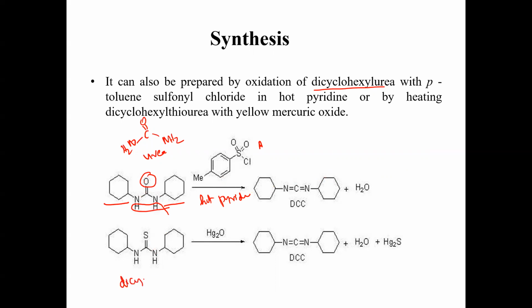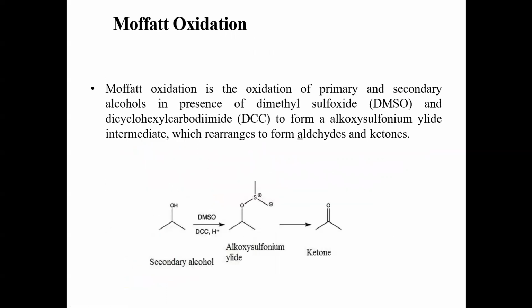It is called dicyclohexyl thiourea. This compound is treated with Hg2O. Hg2O is mercurous oxide. Here, these two hydrogens and the sulfur go out as H2S, and the HgS is taken by Hg. One Hg takes this, the oxygen is replaced by sulfur, and it forms Hg2S, and H2O is formed. So that is the synthesis of DCC.